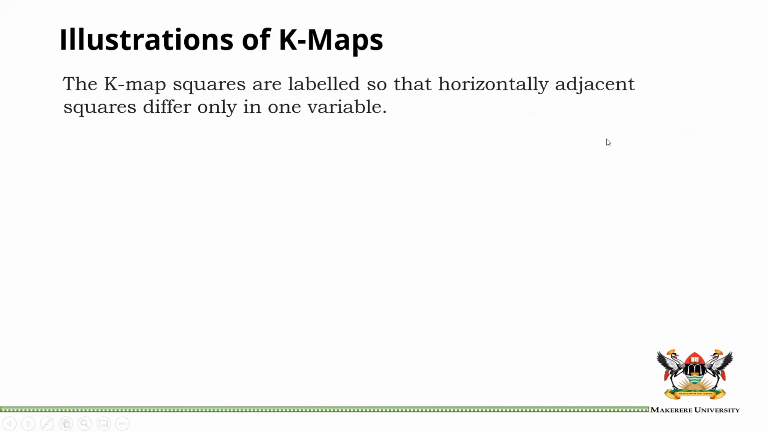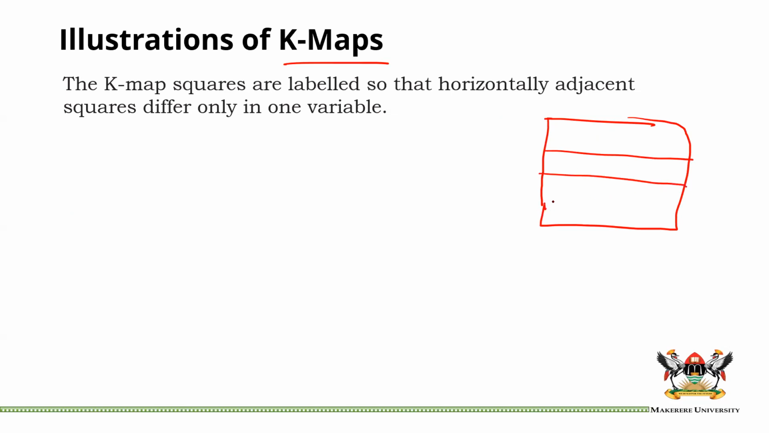So I want to use the chance to just illustrate some K-maps. Perhaps the most important thing, let's say we have our K-map like that. If you have a K-map of 4 variables, you're going to end up having 16 possible combinations. I think you know that 2 to the power 4 is equal to 16. So these are 16 unique combinations, and we are going to have 16 boxes.